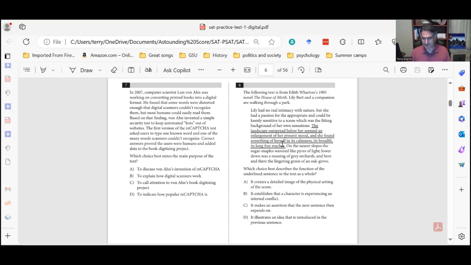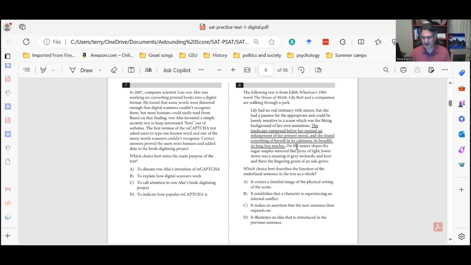Okay, nice sentence there. A, it creates a detailed image of the physical setting of the scene. Well, it describes the scene a little bit, but it describes it in words like its calmness, its breath, its long free reaches. So that's not a detailed image of the physical setting at all. So A is out.